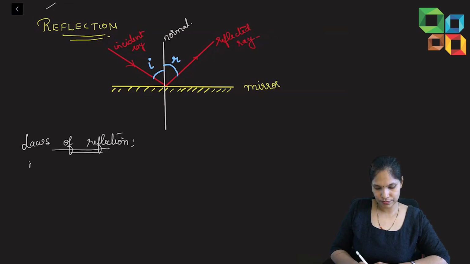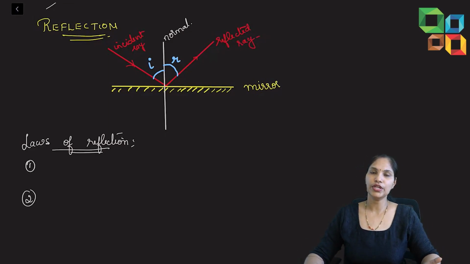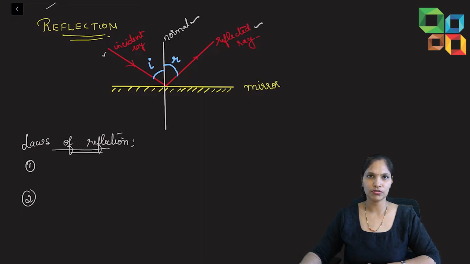There are two laws. The first one says that the incident ray, the reflected ray, and the normal at the point of incidence all lie on the same plane. You can see that here, very obvious. The incident ray is here, the reflected ray is over here, and the normal is over here. I've drawn it all on one page, on a surface, so that becomes a plane. Actually the normal is not a ray, but still, the incident ray, reflected ray, and the normal lie on the same plane.